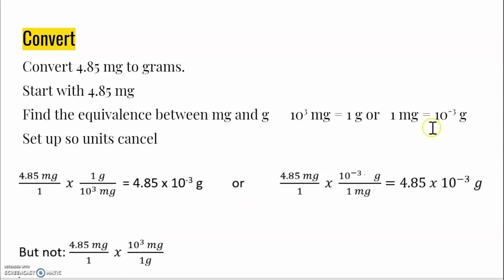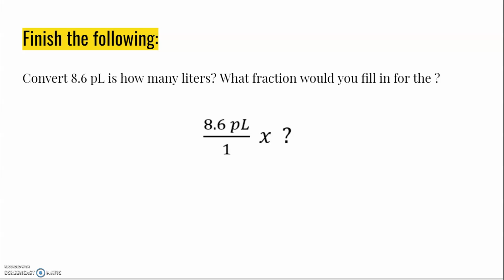So you need to find the equivalence and then put the right units on the bottom and the right units on the top. Which ones go on the bottom? The ones that will help you cancel the unwanted unit. So now you try it.